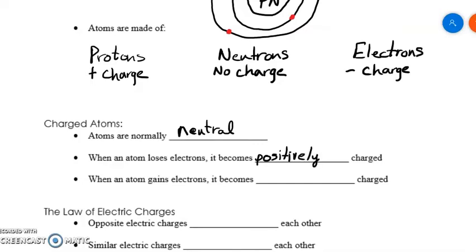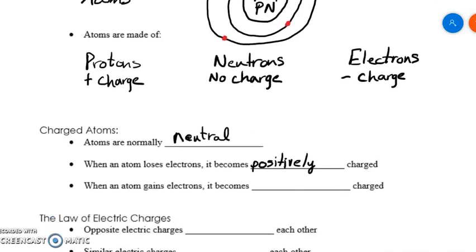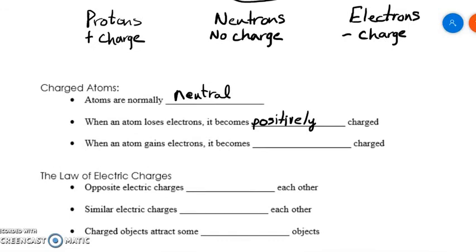Okay, and hopefully that makes sense. We used to have 4 protons and 4 electrons, and then if this atom donates 1 electron to something else, then we have 4 protons and only 3 electrons. So 4 positives and 3 negatives. That leaves us a net positive 1 charge, right? So when you lose an electron, you end up with a net positive charge.